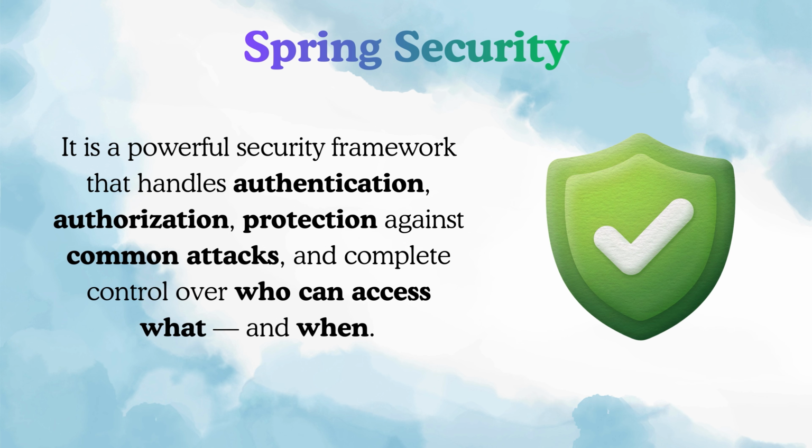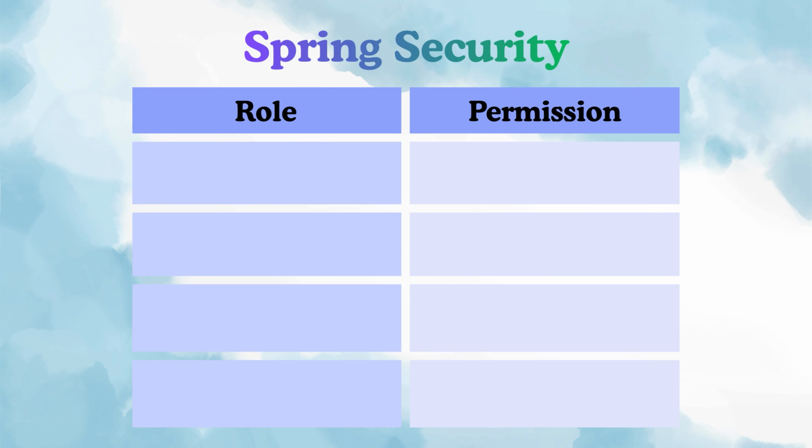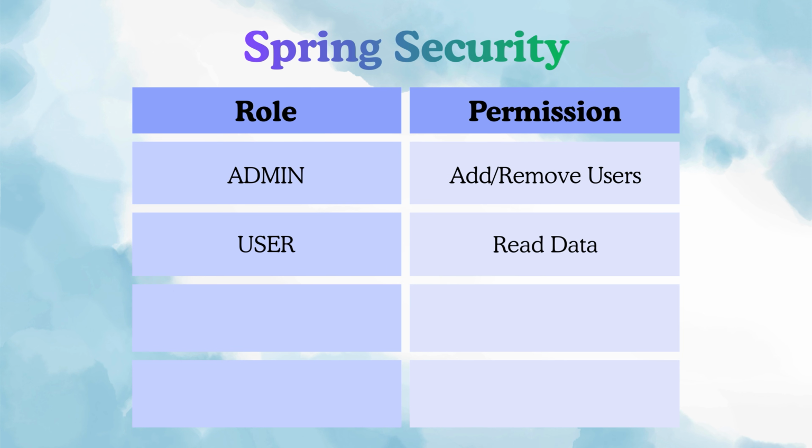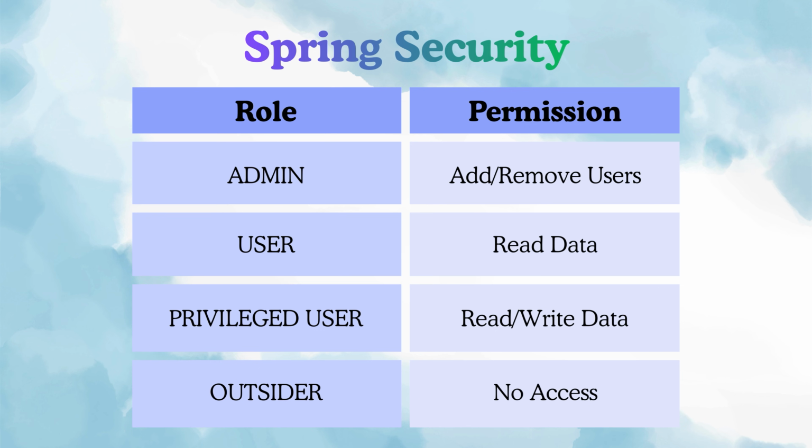It is not just about login and logout, it is a powerful security framework that handles authentication and authorization. It gives your application protection against common attacks, and most importantly, you would have complete control over who can access what and when. For example, you could configure that an admin should be able to add or delete users, whereas a normal user should only read the data, and a privileged user might be able to both write as well as read data, and an unauthenticated user should not be able to access anything at all. So Spring Security decides all of this at runtime.